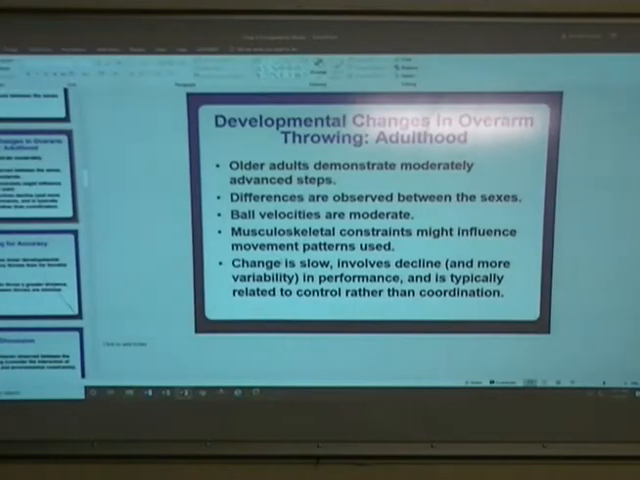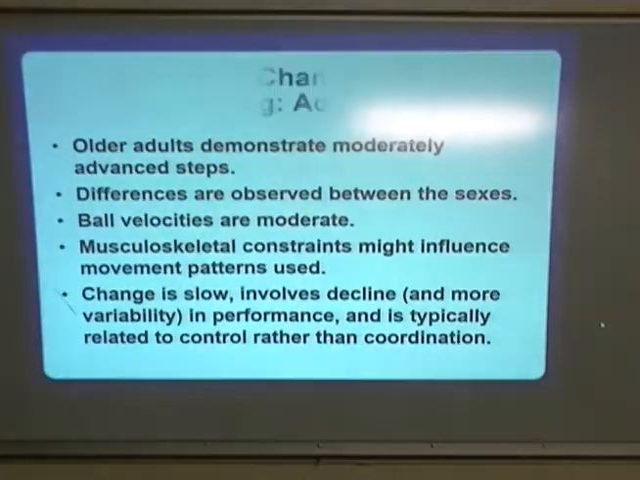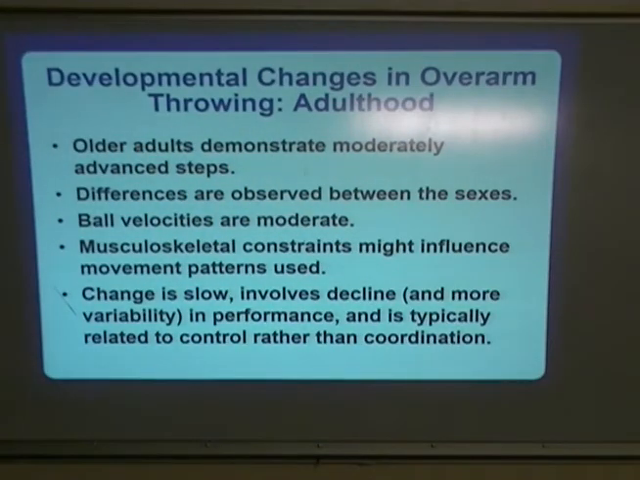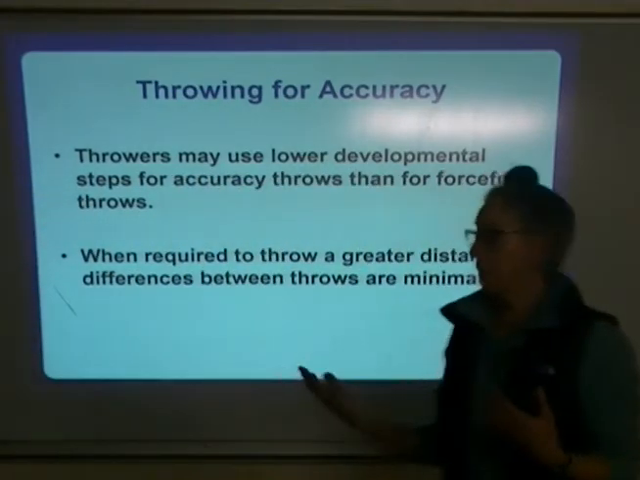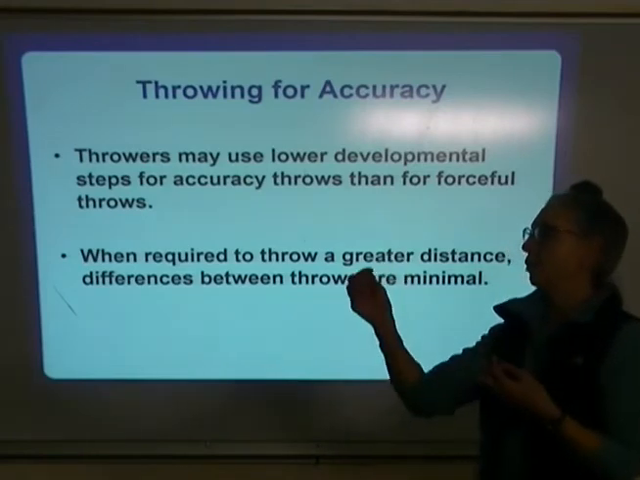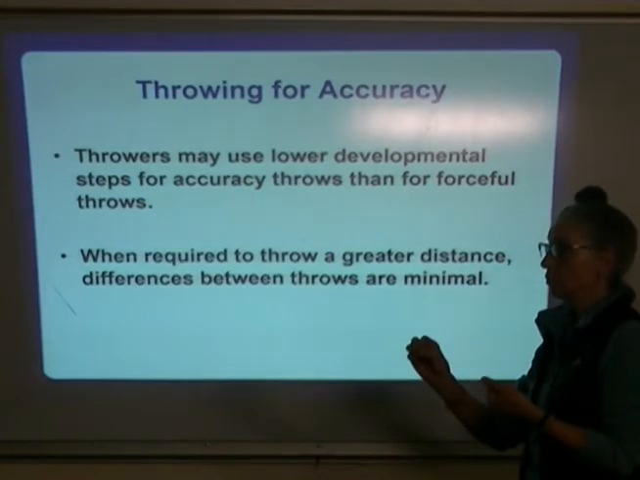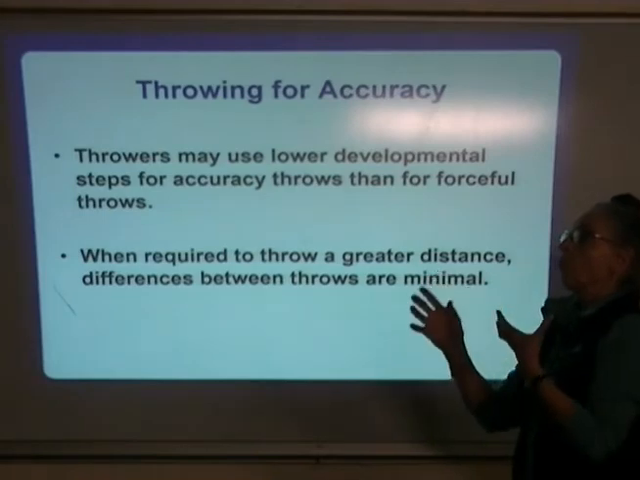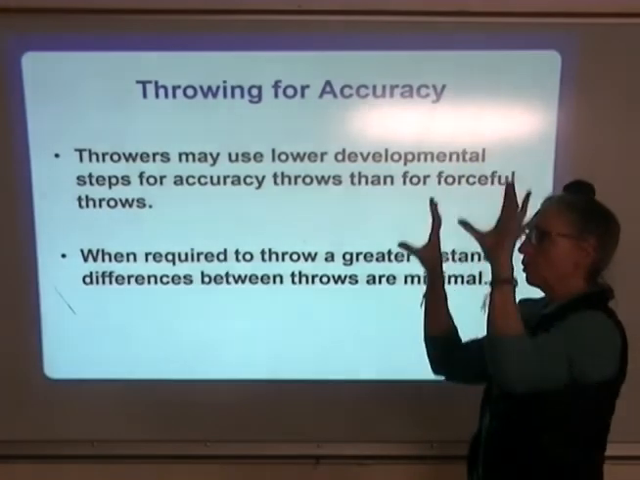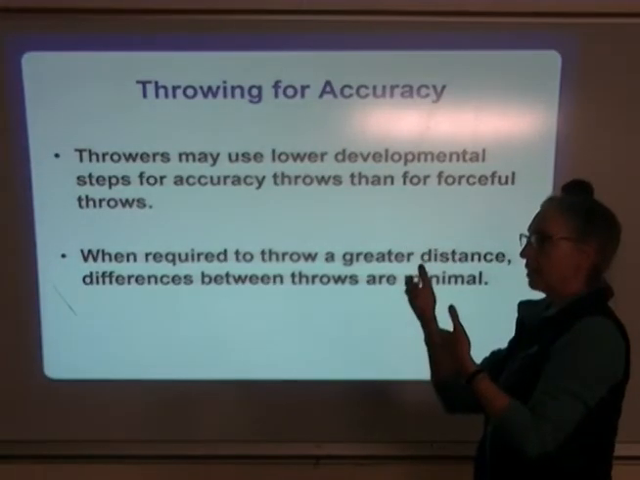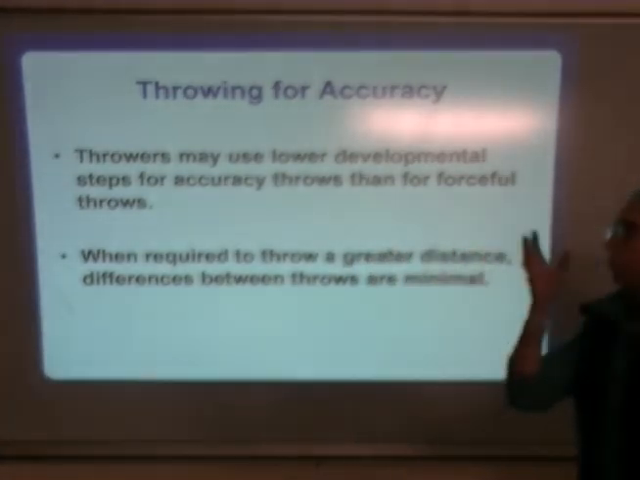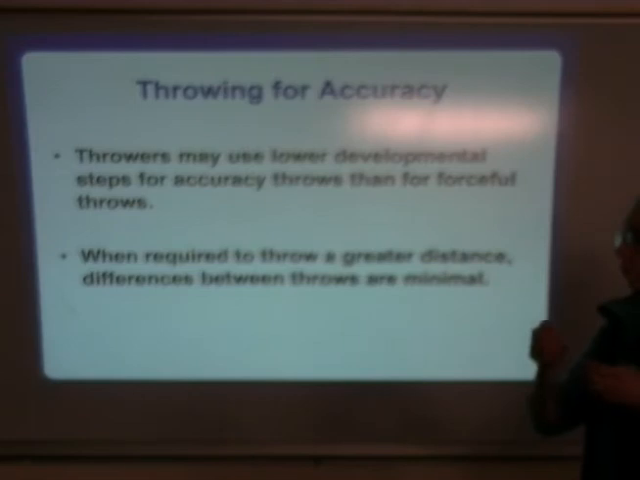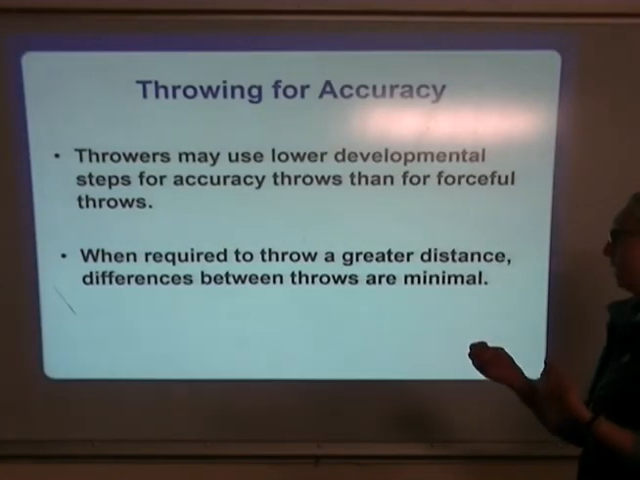Does that make sense? Yes, ma'am. Right? So when we change a constraint, in this case a task constraint, and we say throw for accuracy now, not for force, what we see happen from a motor pattern perspective is that in order to be very, very accurate, people use much lower stages of throwing mechanics, right?